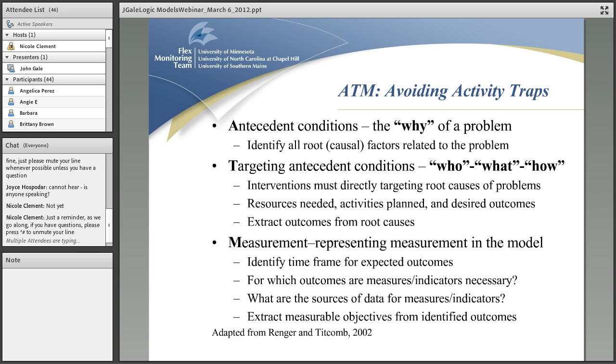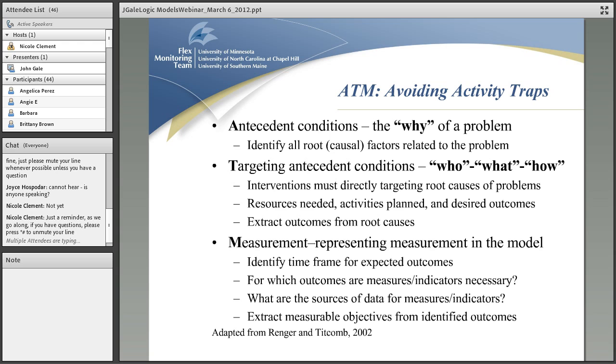And then measurement, and this is the key and very important in terms of your Flex applications and moving forward, is representing measurement in the model. What are your time frames? How soon do we expect outcomes to take place? And really thinking about a chain of outcomes. Ideally, we want hospitals to be more viable financially. We want them to provide evidence of their quality.